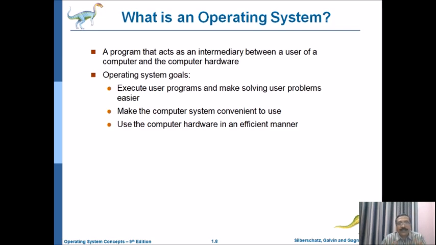So let us see what an operating system is. A program that acts as an intermediary between a user of a computer and the computer hardware. So simply, you can say that an operating system is a program. So surely, it is software.